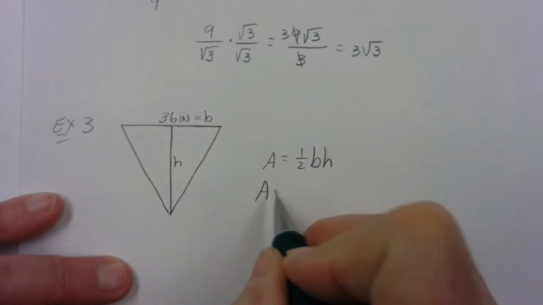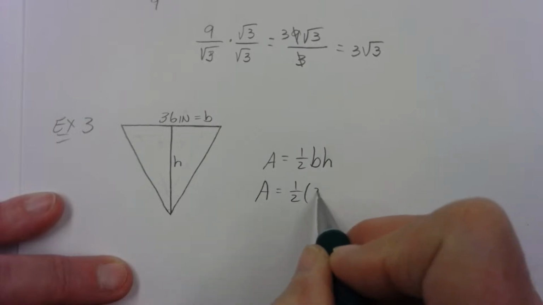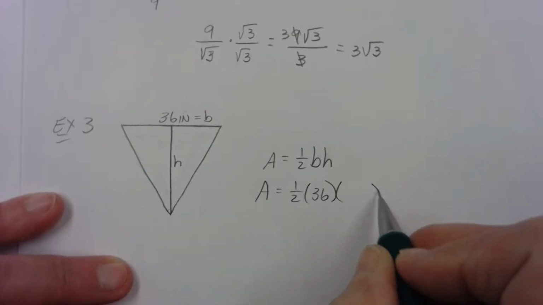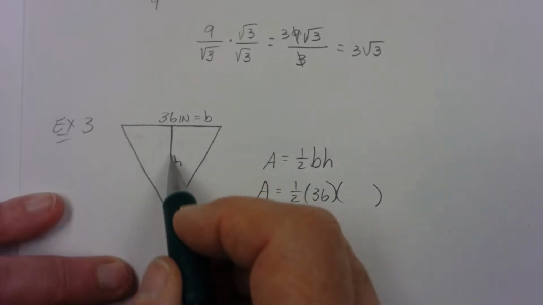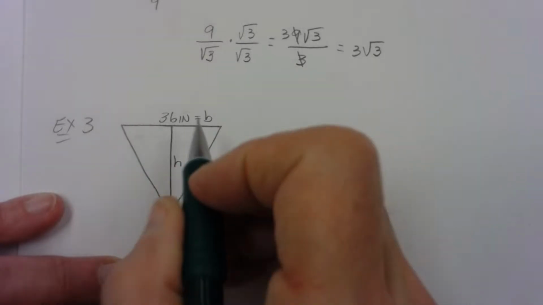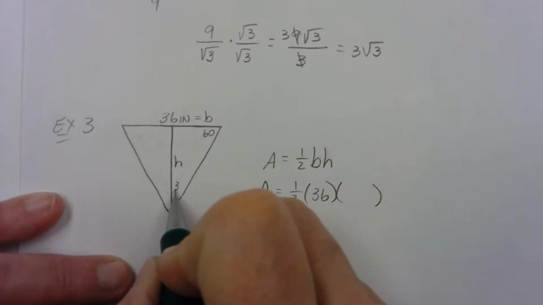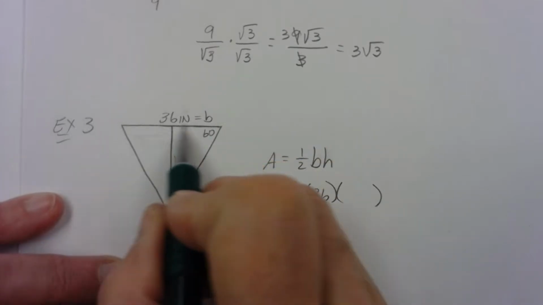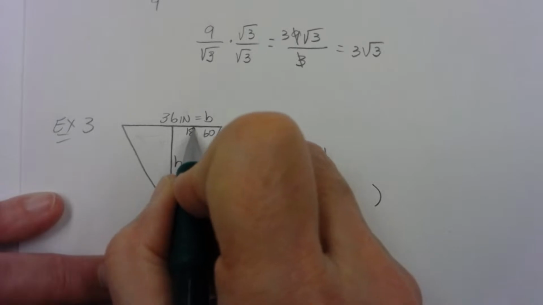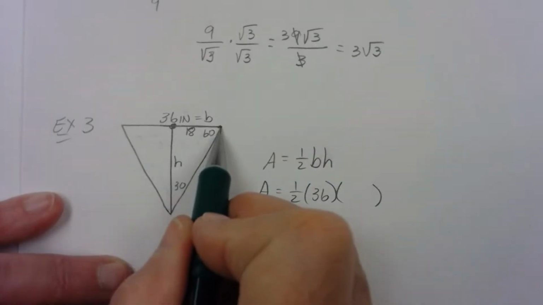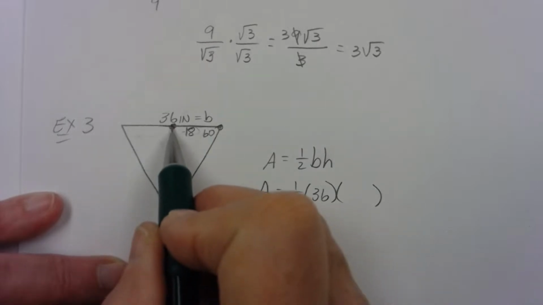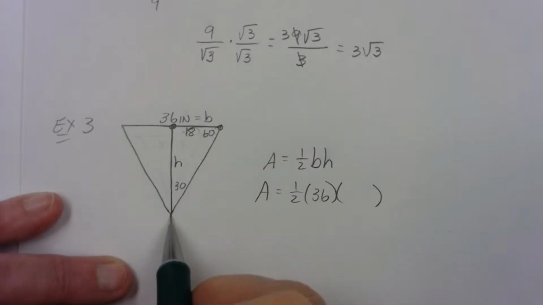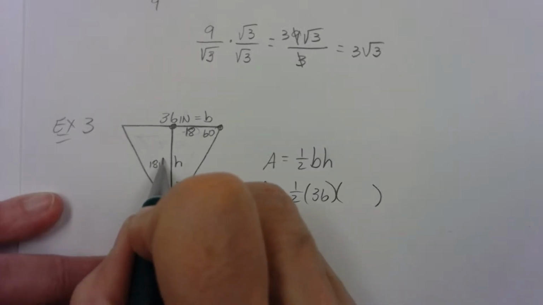So far, this is what I know. 1/2 of 36 times what? What am I going to multiply by here? It's got to be the length of this. Oh, but when I did this, I created a 30, 60, 90. Cut this side in half, making this 18. This length from here to here is 18 inches. And it's the short side. So the short side times root 3 is the long side, which is what I need. This is 18 root 3.